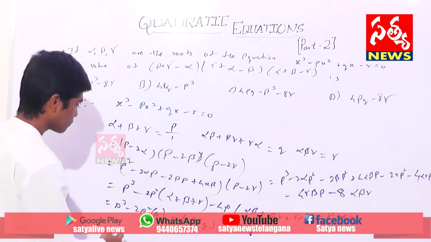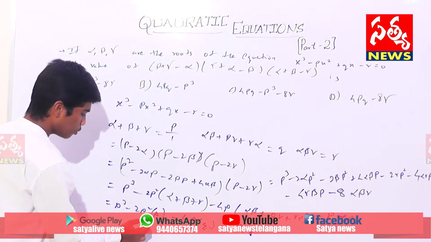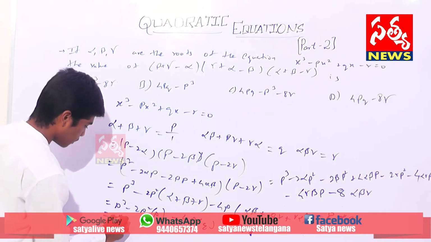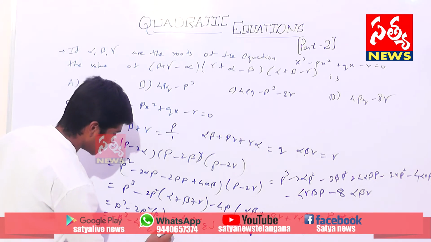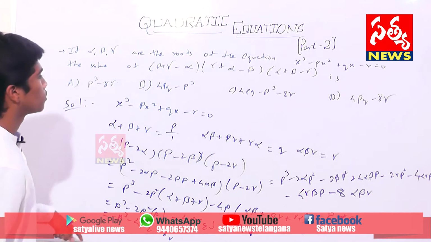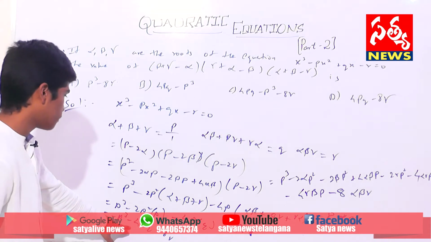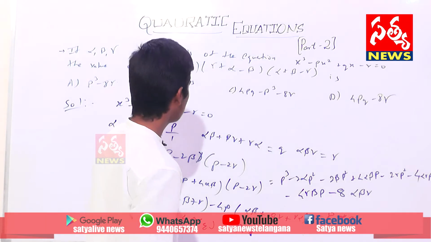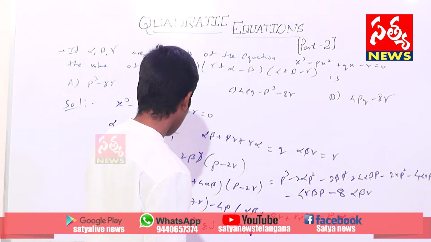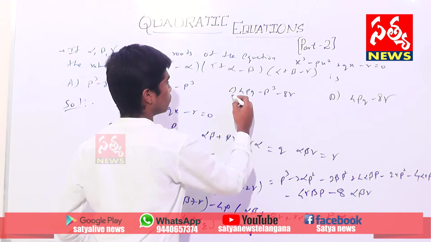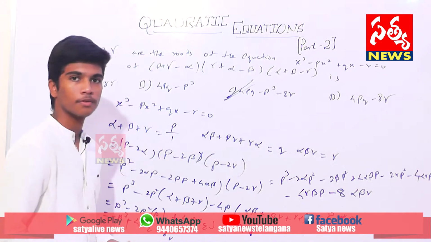Okay, minus 2p cube plus p cube minus 4pq minus 8r. See, p cube minus 2p cube is minus p cube, so we get minus p cube plus 4pq minus 8r. So this is our answer. C is our answer.